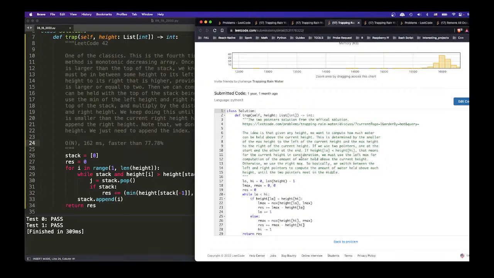The max to the right. If height low is smaller than height high, that means for the current height in consideration, we must use the left max for computation of the amount of water held above the current height. That's true. We use the right max. Makes sense.